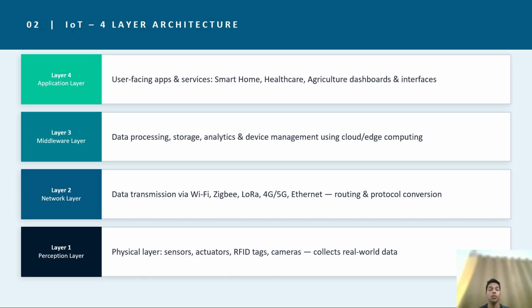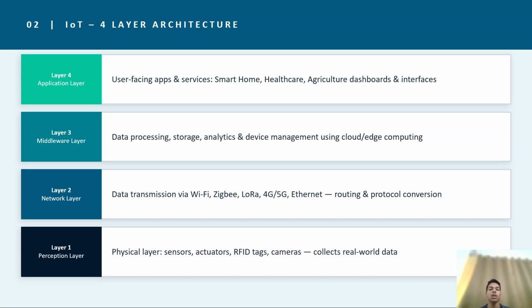Here is the IoT four layer architecture, which I want you to understand thoroughly because it forms the backbone of every IoT system. Starting from the bottom, layer 1 is the perception layer. This is where physical interaction happens. Sensors, cameras, RFID readers, and actuators are all part of this layer. They sense the environment and collect data.